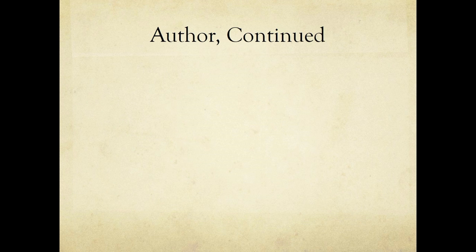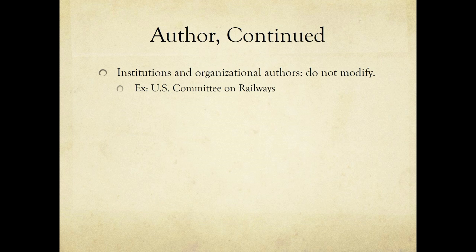Now, if you've got a source that is authored by an organization or committee or a group of people, and that group or committee has an official name, you're going to use that name as the author's name. You don't want to abbreviate anything. Just put the name of it. So, for instance, if it's the U.S. Committee on Railways, you would put U period S period space Committee space on space Railways period. And you would just put it that way, and that's how you're going to sort it alphabetically. So don't try to swap it around. Don't sort it by something else other than that first letter in their name.